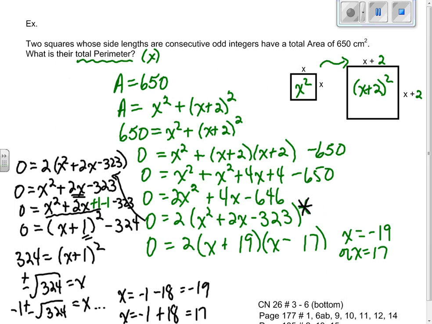That means that the value of x on my little square is either a minus 19 or a 17. It doesn't make any sense to have a length of x as a negative number. So the total perimeter I'm going to get from my x value being 17. That means that the little square is x plus x plus x plus x, which is 4 times 17.